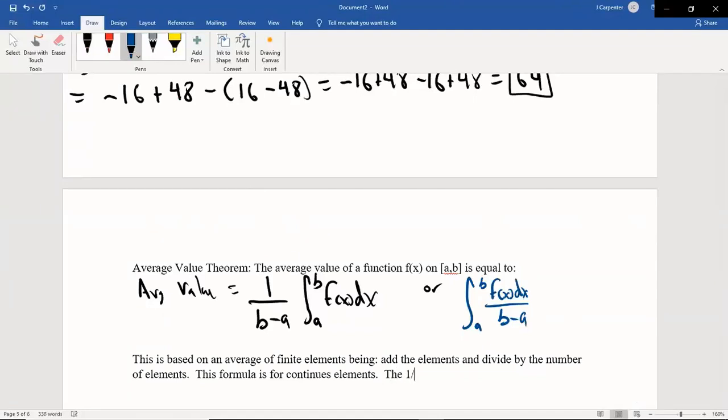The 1 over b minus a is basically dividing by the number of elements. But we don't have to start at 0. It's not to say, oh, we have 10 marbles, so divide by 10. We could be including marbles -1 to +9, which 9 minus -1 is +10.